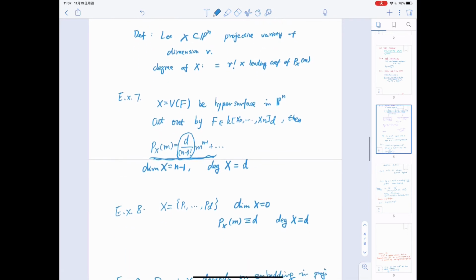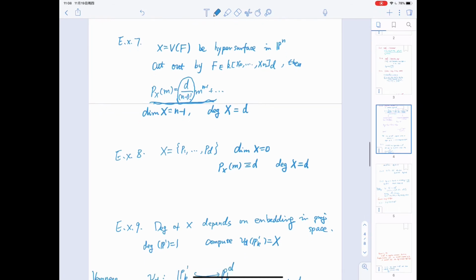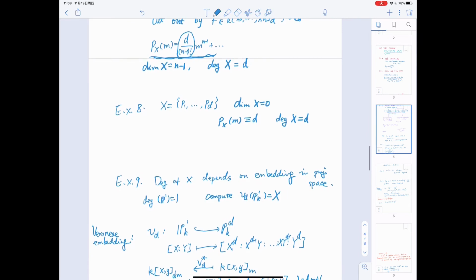A homogeneous polynomial of degree d cuts out a hypersurface of degree d, which quite coincides with our intuitive idea of degree. Next example, suppose X is a finite collection of distinct points. Then the dimension of X is 0, and the Hilbert polynomial is constant. So the degree of X is again the number of points d.